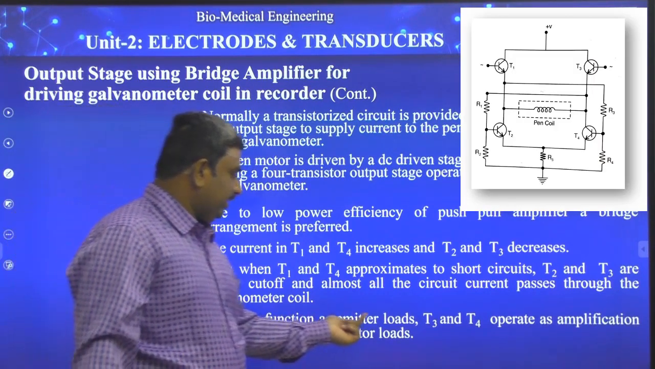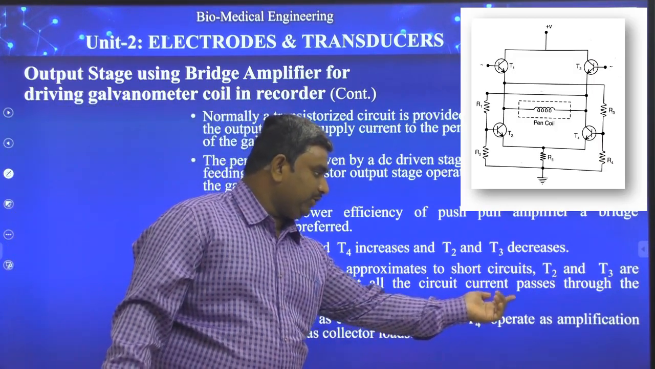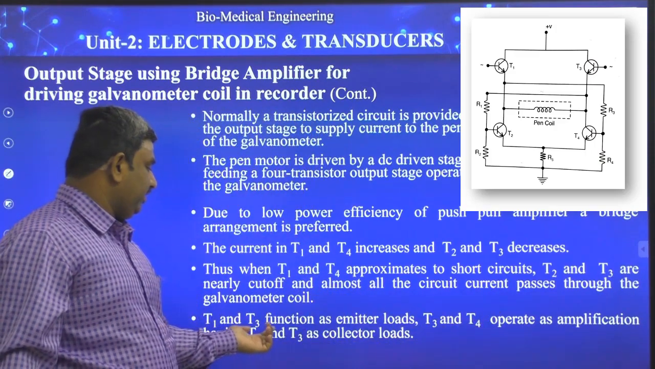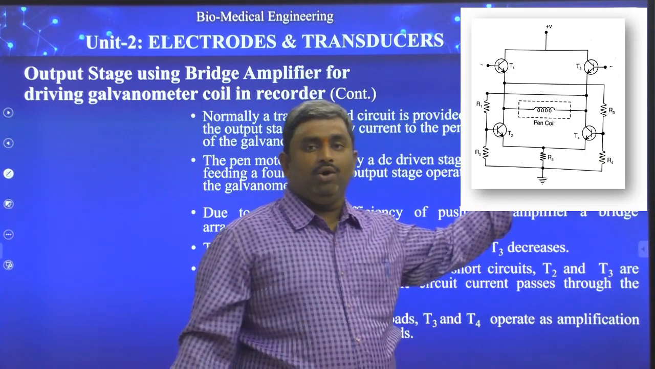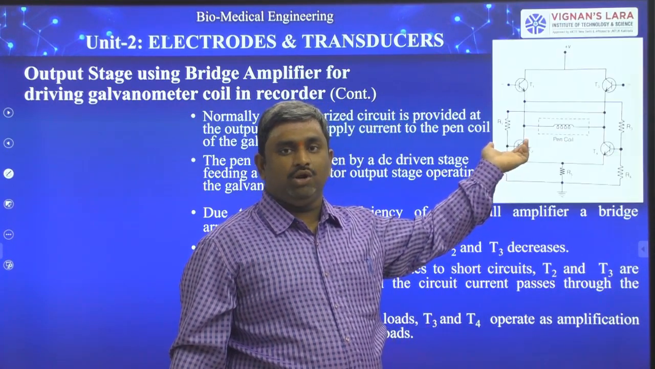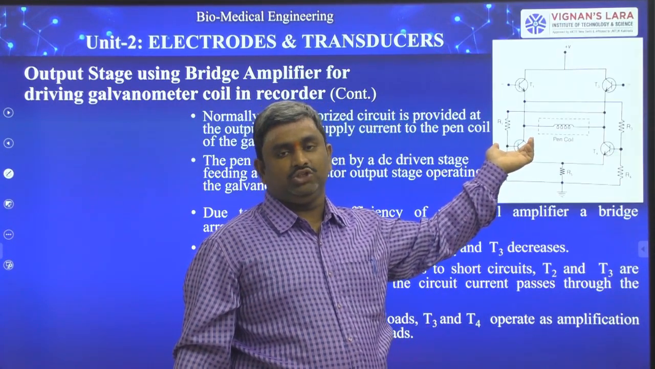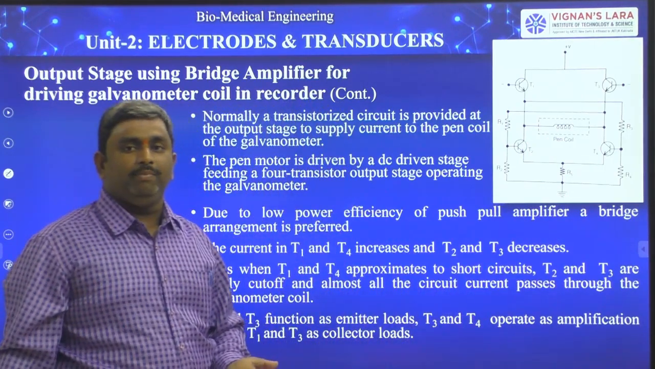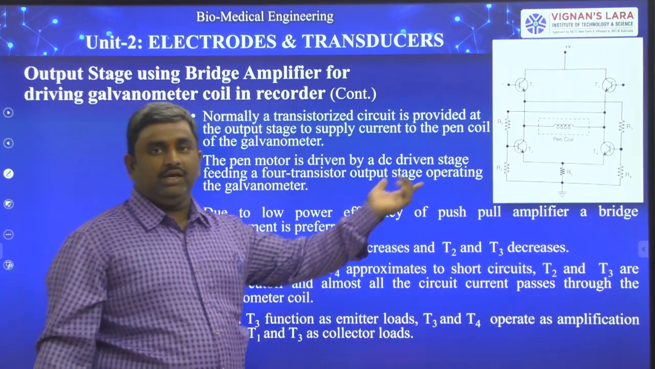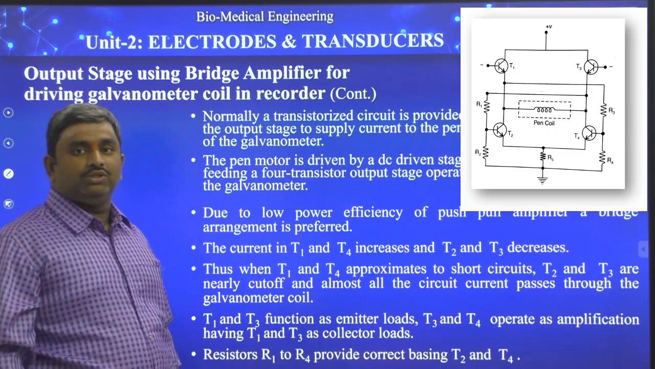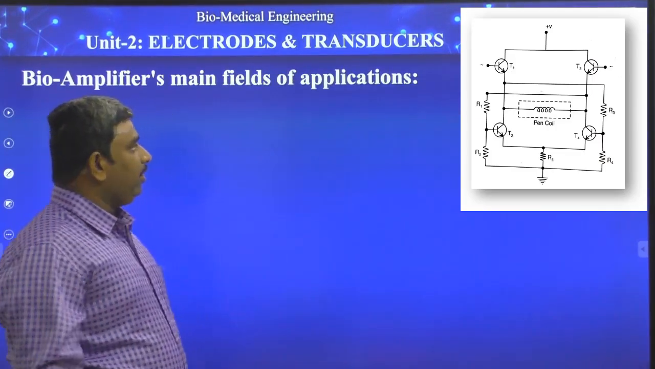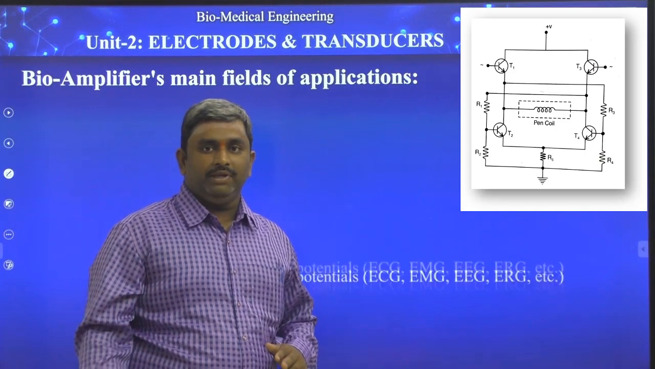T1 and T3 function as emitter loads and T2, T3 operate as amplifiers having T1 and T3 as collector loads. So generally here we need to connect a load circuit in this instrumentation amplifier for the galvanometric pens. For that we have connected the total circuit in this fashion. Okay, so this is about the galvanometric recorder based system.